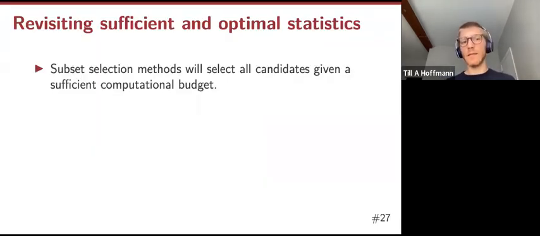So let's revisit this idea of sufficiency and optimal statistics. Subset selection methods will tend to select all candidates that are in the pool given a sufficient computational budget. So the idea being that any summary statistic that holds any information should be included if we're after sufficiency, because we can always do better by including more information. So this notion of approximate sufficiency really is a statement about the computational budget we have. If we have lots of supercomputers, we'll just include everything.